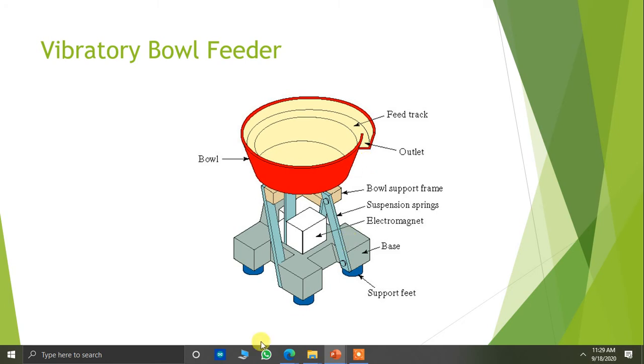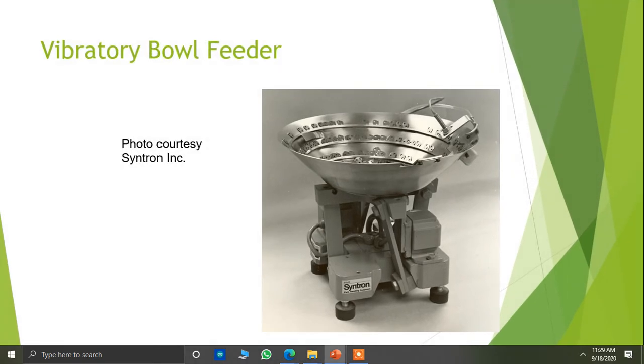On the bottom you have a supporting feed and a base, and you have an electromagnet. This magnet will create some vibrations when it comes into contact with the electrical coil, and the bowl is vibrated with a certain frequency. Based on the frequency, the material movement will happen.